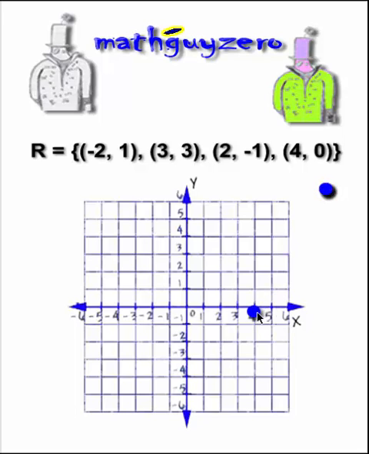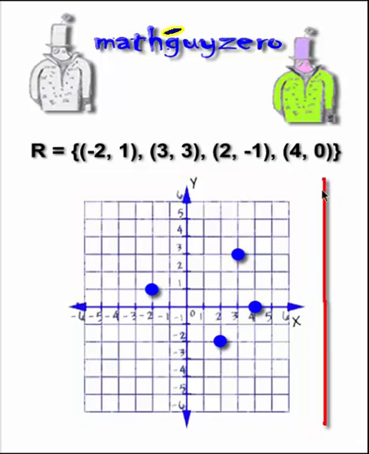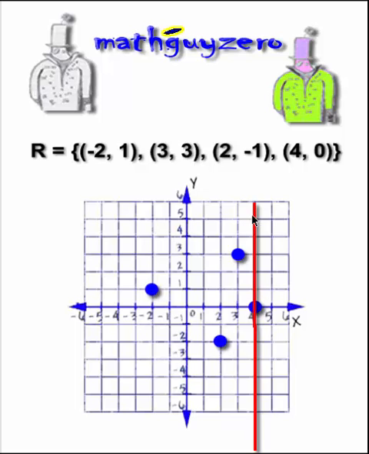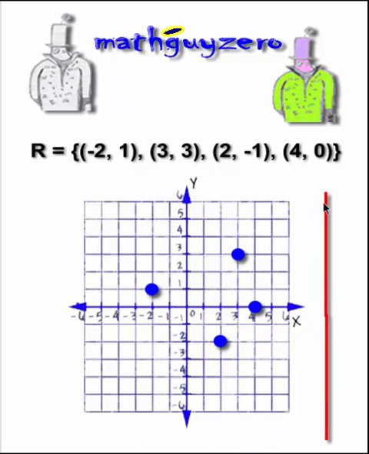4, 0, right? Order is important. 2, negative 1. So when we plug in the 3 for an x, we get a 3 for a y. That's what that's saying. Negative 2, negative 2, up 1. Okay. Bam. Vertical line test. Only hits 1 point, 1 point, 1 point, 1 point. So this is, in fact, a function.